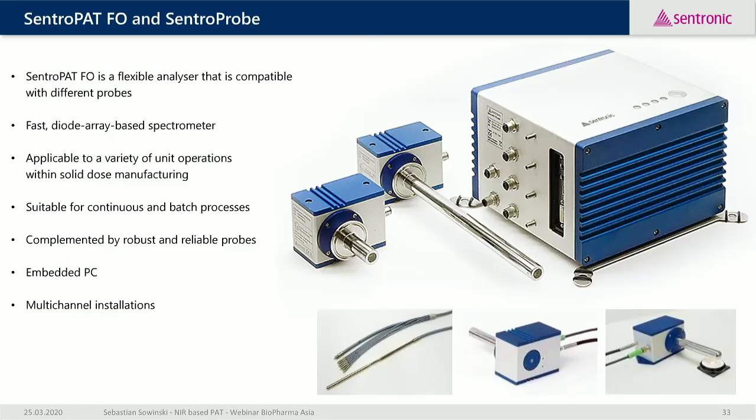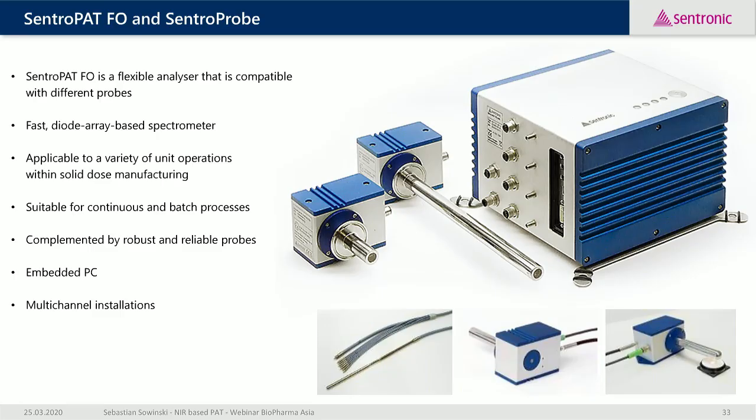The system we use in continuous lines, or we offer for continuous lines, is the Sentripad FO, which can be combined with different central interfaces or probe interfaces. The Sentripad FO itself is a flexible analyzer unit based on a diode array spectrometer, which is a very fast technology to acquire NIR spectra. It can be applied to a variety of unit operations within solid dose manufacturing, and this can be continuous lines as well as batch lines.